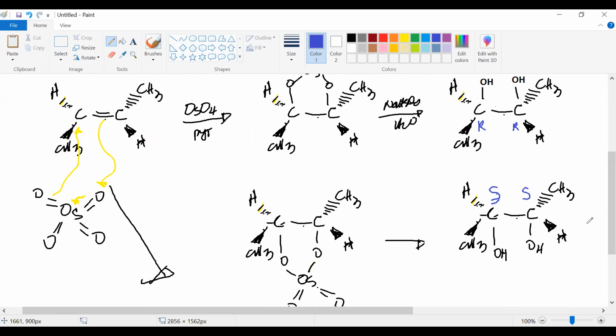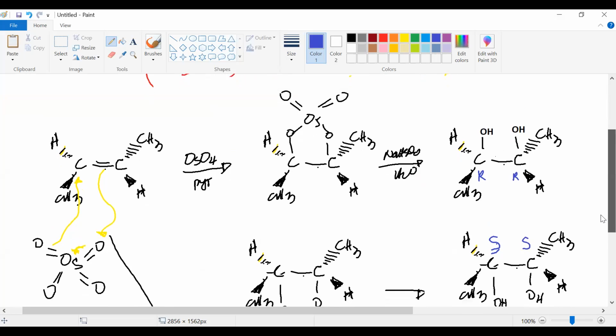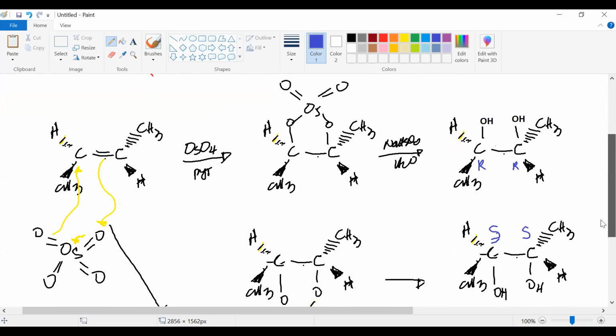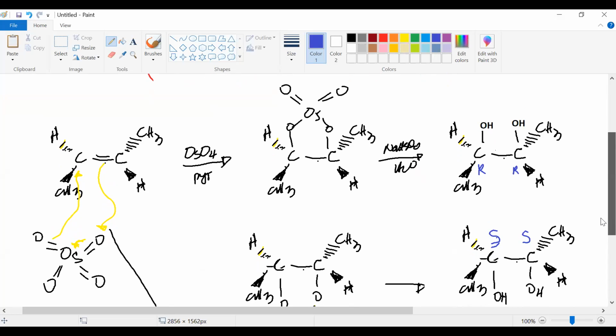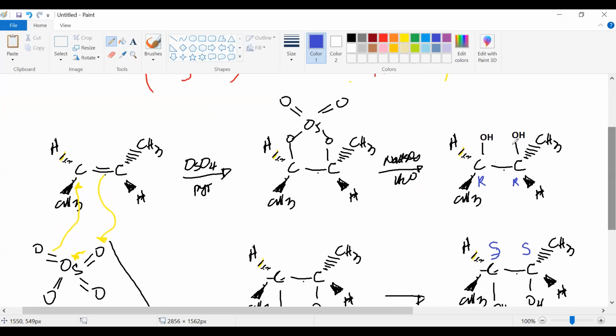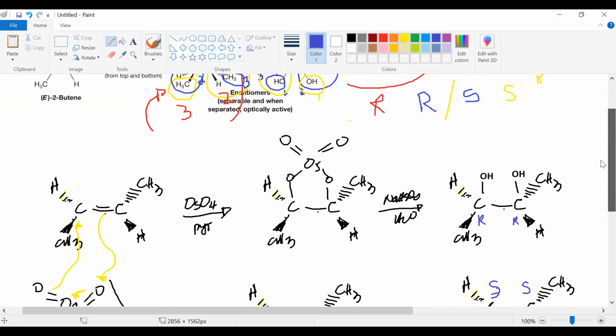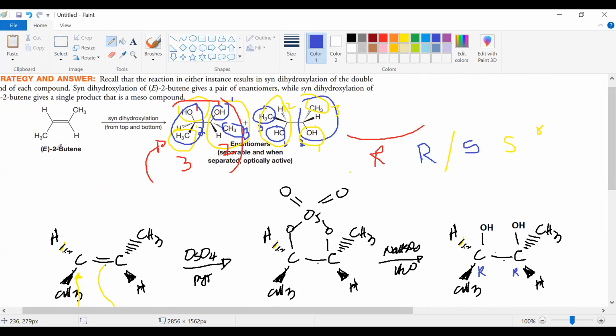But if you separate your product using some other organic techniques, for example, separation by chiral chromatography, using chiral beads, you can do column chromatography and separate this one, and you check with the optical instrument. You will see that the rotation of the plane polarized light of each will be different. So if one is positive, for example 100, the other will be negative. Okay, so that is for the cis.